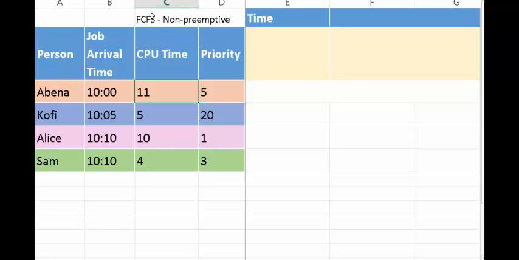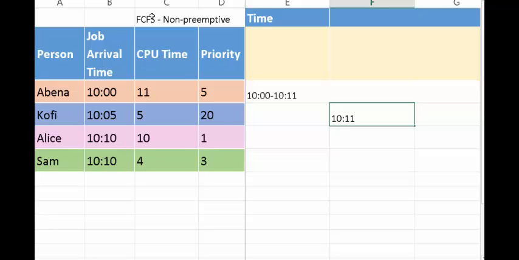That means that whoever gets there first gets to go. So Abena gets in at 10 and she's running for 11. So from 10 to 11, she gets to run. Remember, it's non-preemptive. First come, first served. Who was the second person who came in? Even though Abena finished at 11, by the time she finished, Kofi, Alice, and Sam are in. But since it's first come, first served, Kofi goes next. So 11 till 16, that's Kofi's time.